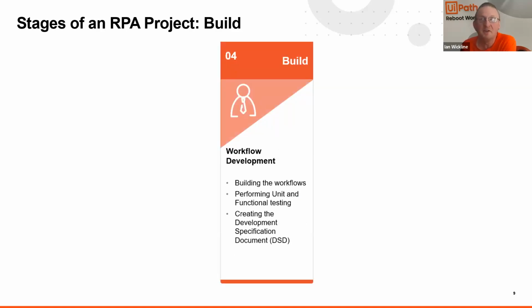Finally, we get into the build stage. This is the crucial phase where the actual development of the workflows takes place. It essentially involves building out the actual workflows and performing the unit and functional testing. Why do we do the testing and design right here? We finally can get into that unit and functional level testing as part of the build here, ultimately creating what we refer to as the development specification document on the back end side of it all.